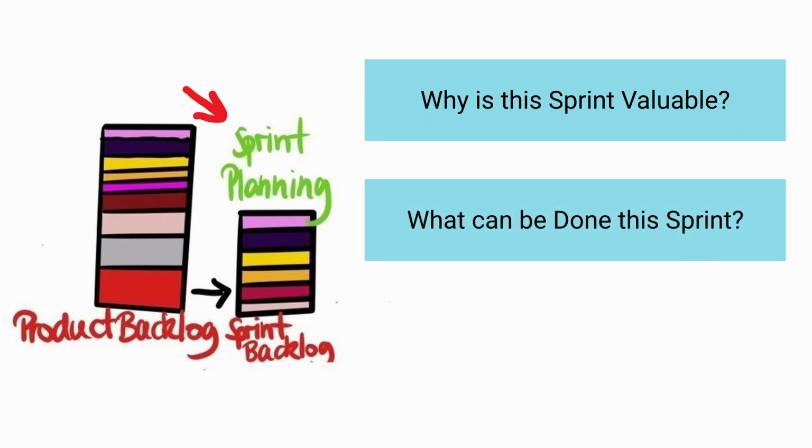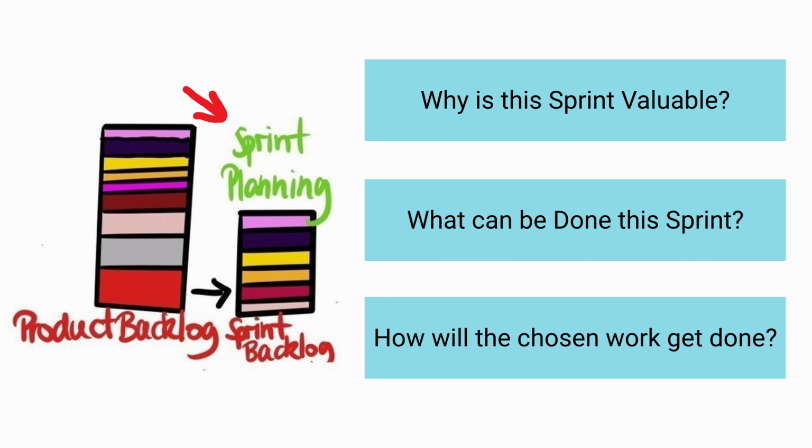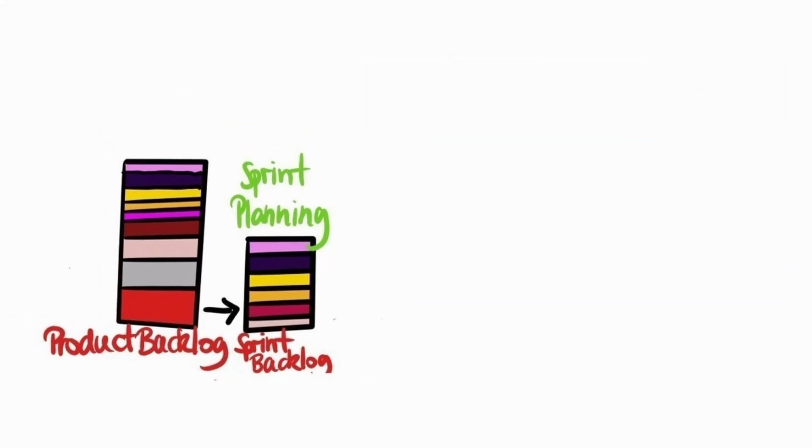What can be done in this sprint? Through discussion with the product owner, the team select items from the product backlog to include in the current sprint depending on capacity and prior experience. How will the chosen work get done? For each selected product backlog item, the team plan the work necessary to create an increment that meets the definition of done. The sprint goal, the product backlog items selected for the sprint, plus the plan for delivering them are together referred to as the sprint backlog. Sprint planning is usually time-boxed to a couple of hours.